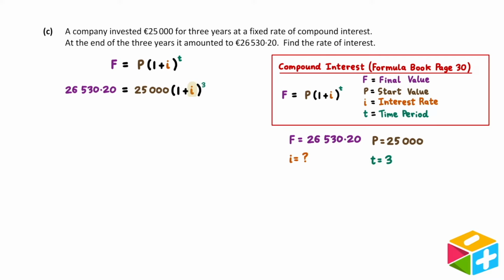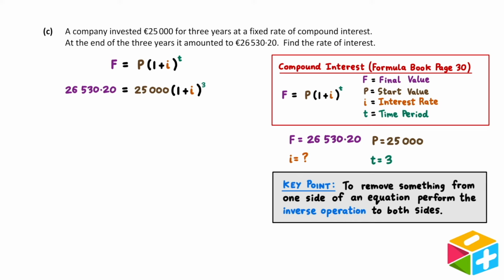Our goal is to find I. In other words, we need to isolate I all by itself on one side of the equation. Unfortunately, this will take a bit of work, since there's a lot of things around the I on the right-hand side of the equation.